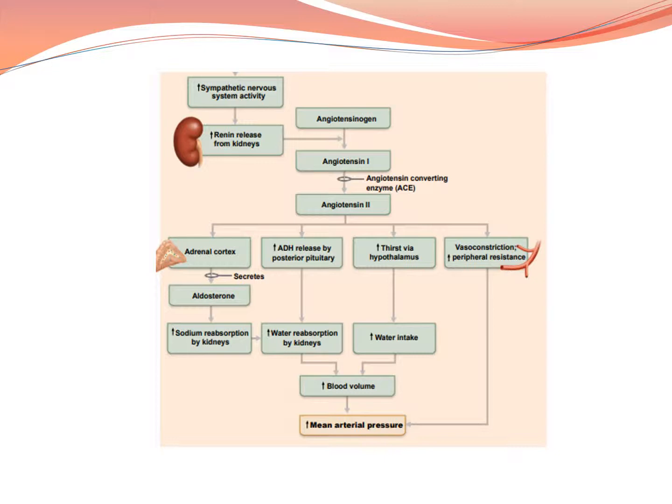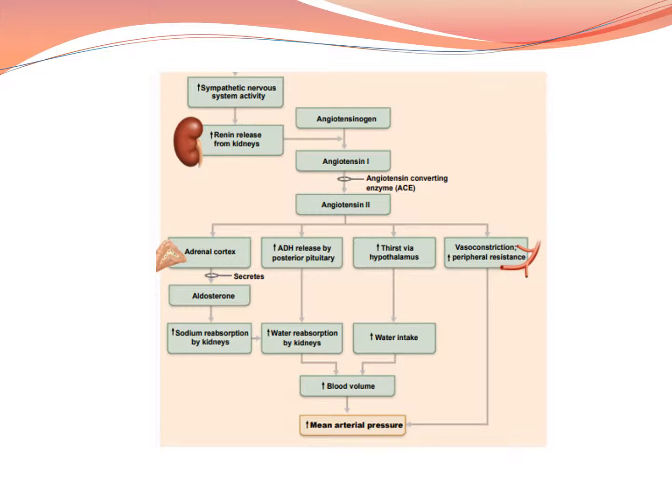Within the blood, renin converts angiotensinogen into angiotensin 1. Angiotensin 1 is then converted to angiotensin 2 by the angiotensin converting enzyme, which is found in the lungs and kidneys. Firstly, angiotensin 2 acts as a potent vasoconstrictor, directly increasing peripheral resistance and raising blood pressure.